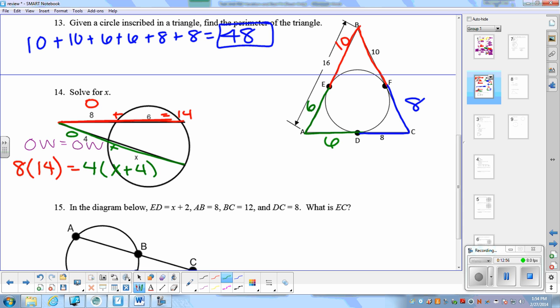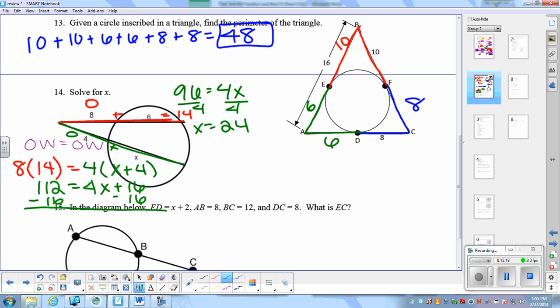So then I have to do some math. 8 times 14 is 112 equals 4x plus 16. Subtract the 16. I get 96 equals 4x divided by 4. So x has to be 24.